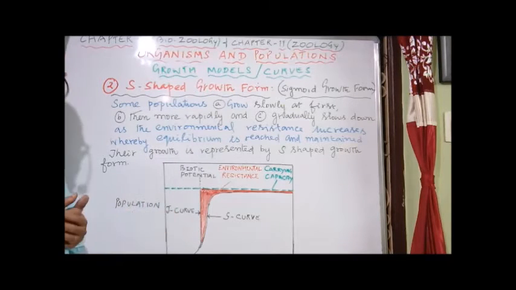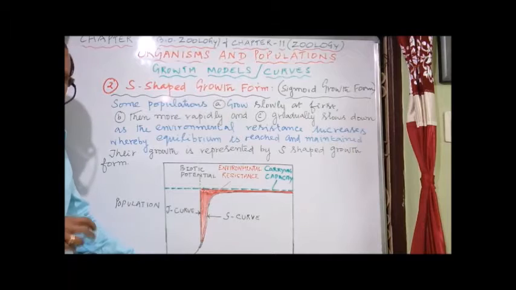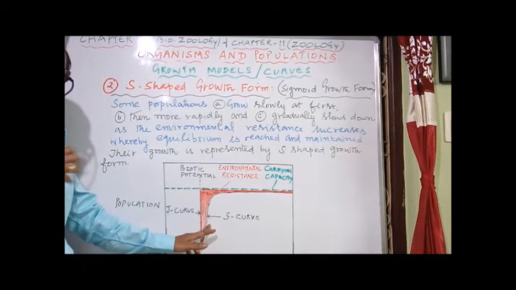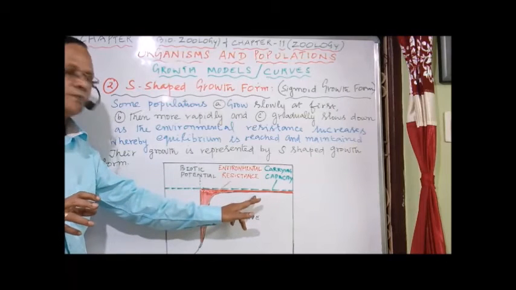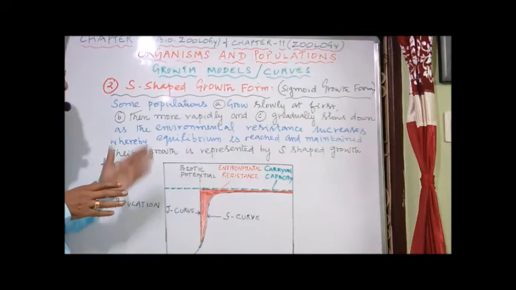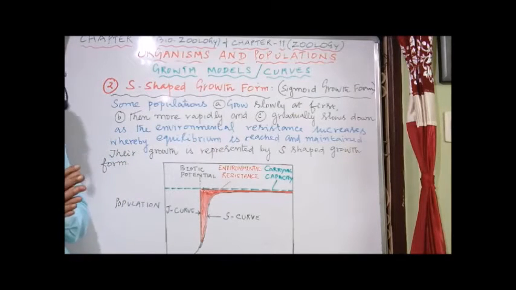So the J-shaped growth is an increasing number of individuals, more rapidly. But in the case of the S curve, there is a lag phase, a slow start, then the log phase, which is more rapid, and then it slows down. When the saturation point or equilibrium is reached, it is maintained in that population. It does not grow beyond that level, and that is called the S-shaped growth form.